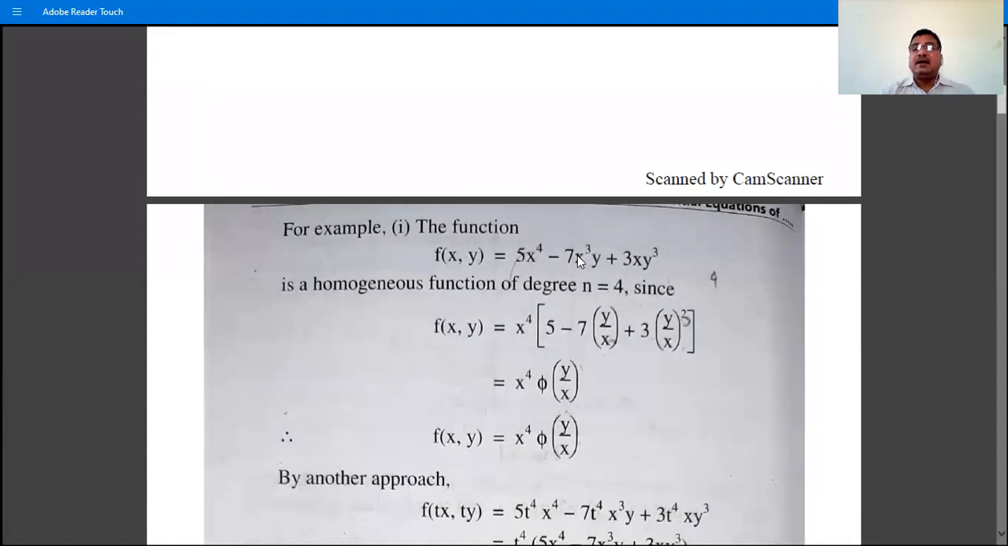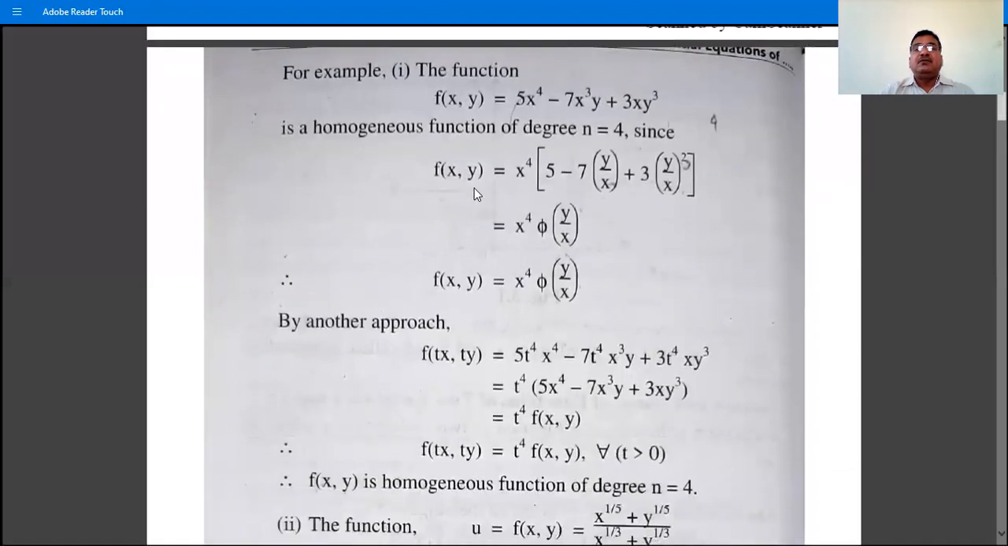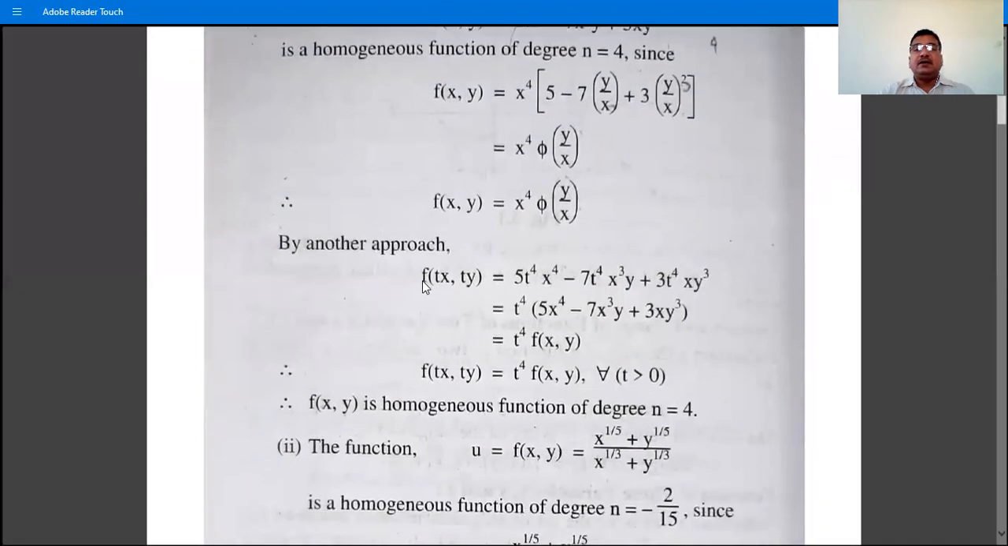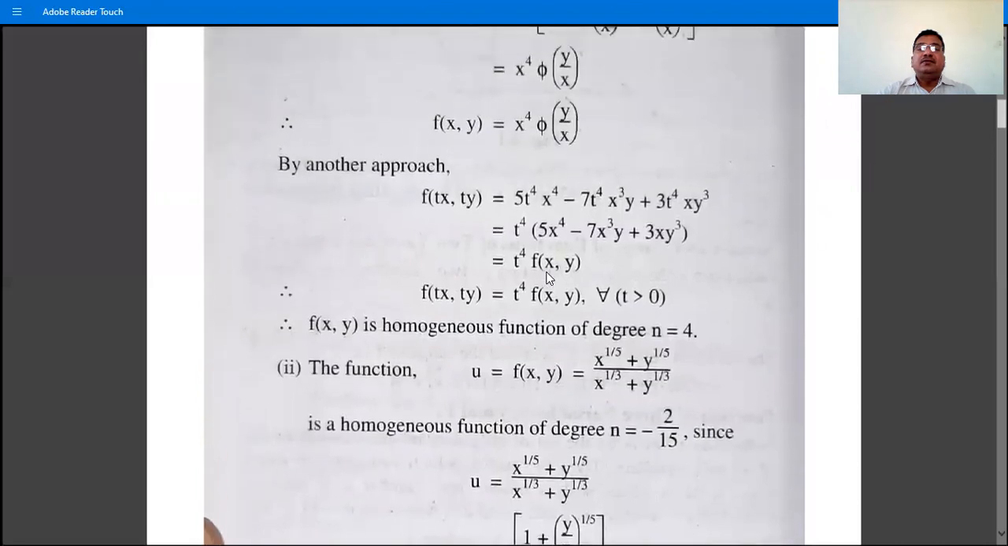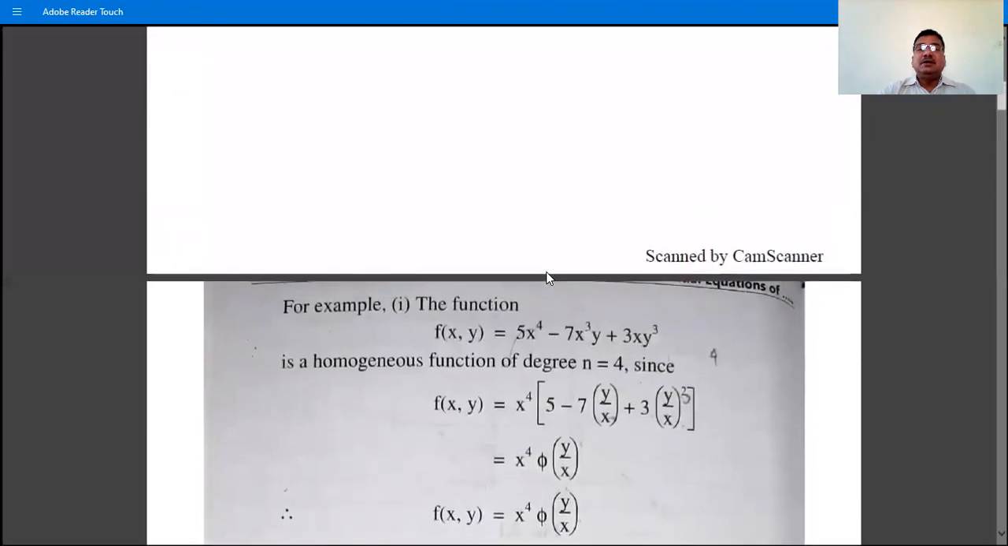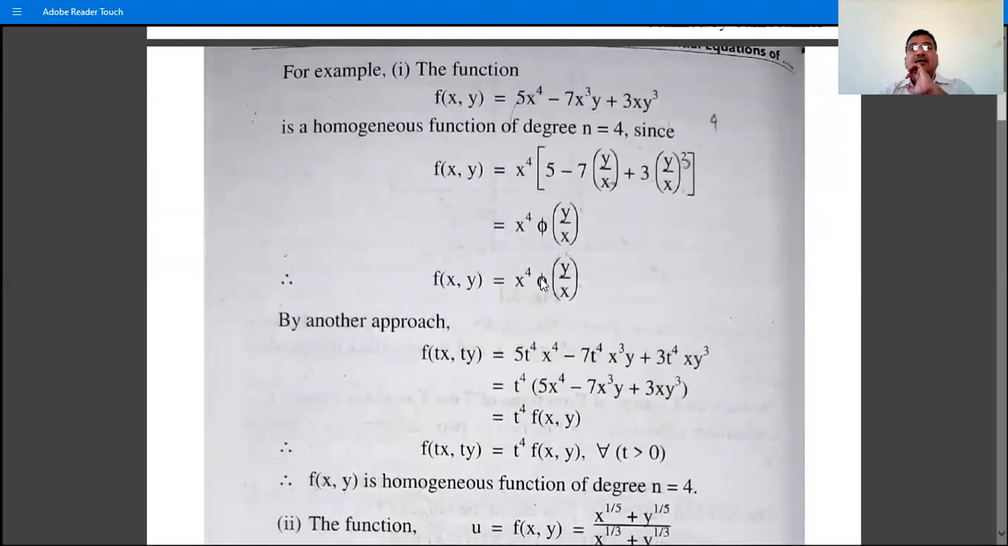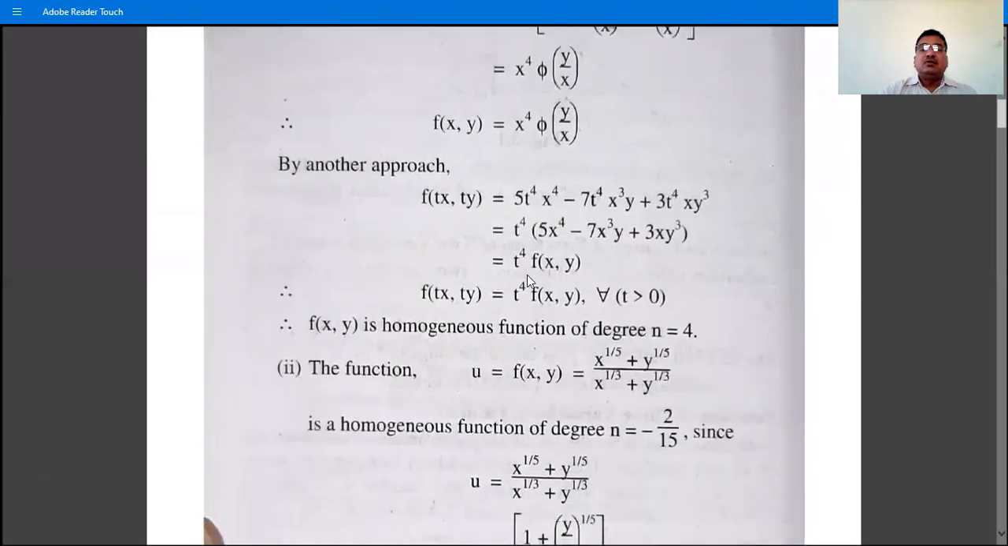Either check whether the addition of powers of x and y in each term is equal to n, or whether f of xy can be expressed in the form x raised to n phi y by x, or we can check whether f of tx, ty can be expressed in the form t raised to n f of xy. So we have three definitions, three approaches to check whether the given function is homogeneous or not.